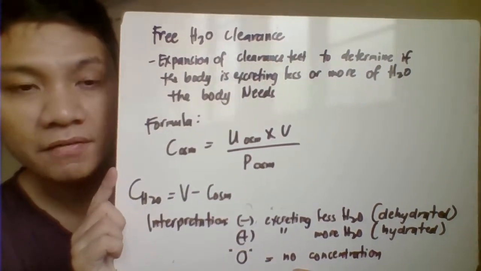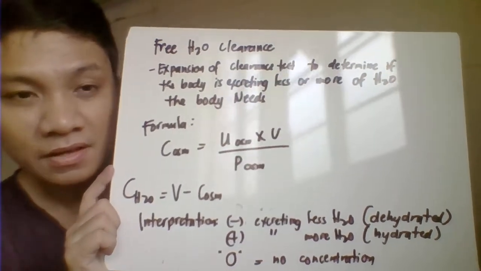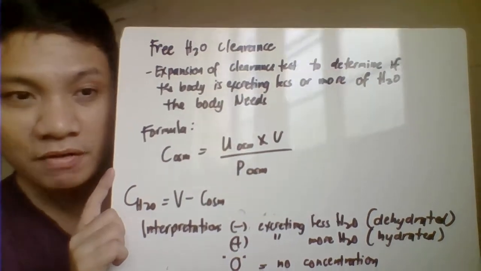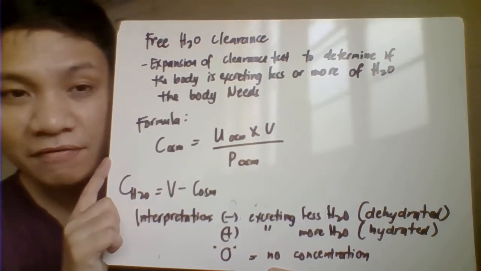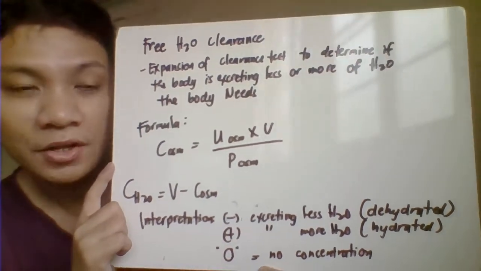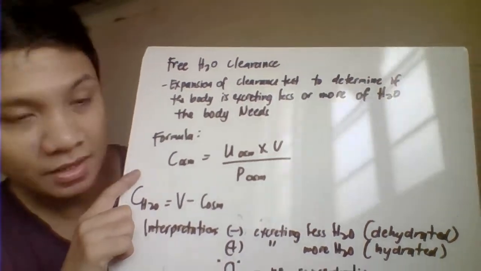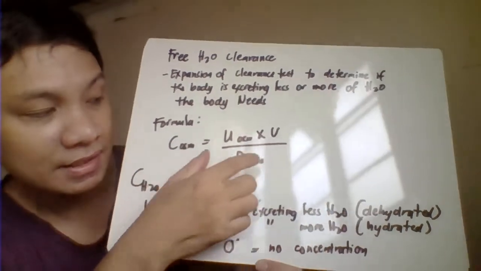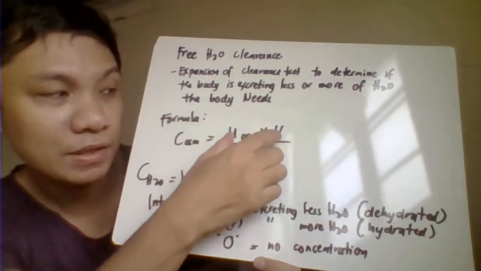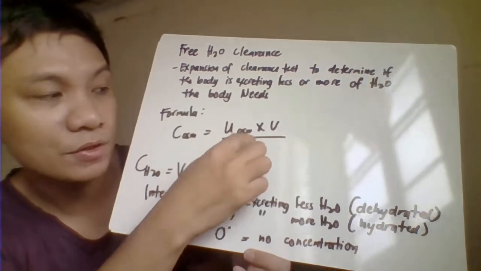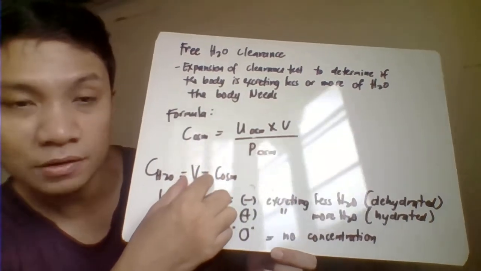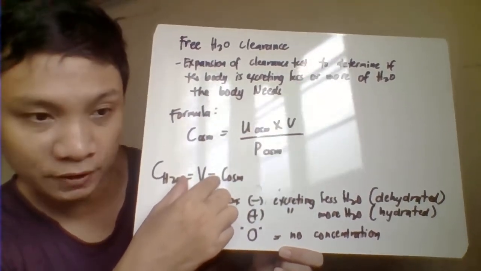Okay, the next one, we have the free water clearance. The free water clearance is the expansion of your standard clearance test. This would eventually identify if your body is excreting too much water or less water than your body needs. So notice, ito yung formula natin ng standard clearance natin, diba? So U times V over P. Only that this one is osmolarity. Whatever the result for this one, you just need to minus the total volume ng urine output.